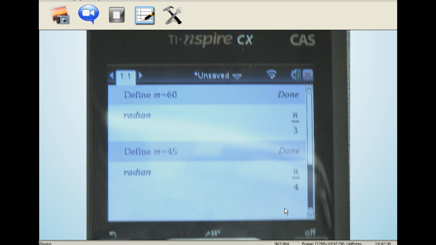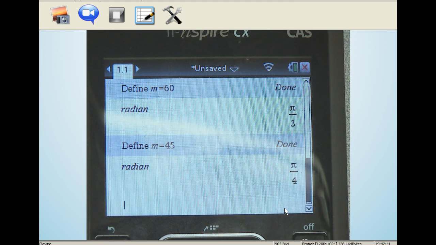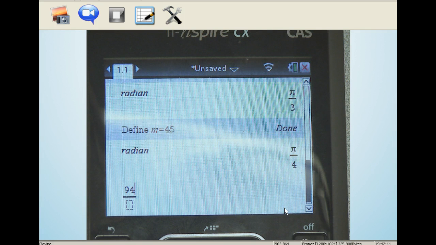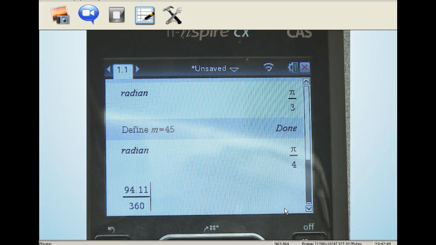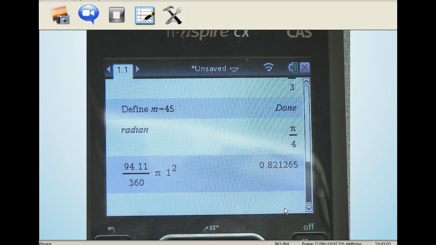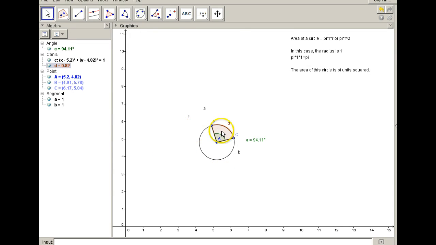Well, let's see. We know we had 94.11 out of 360. And we're going to multiply it by pi times the radius, which was 1, squared, right? Pi r squared. So now we get a measurement of 0.821265. Okay, approximately 0.82. So what is the area here? Well, it says that our area is 0.82. That's the area of that sector.